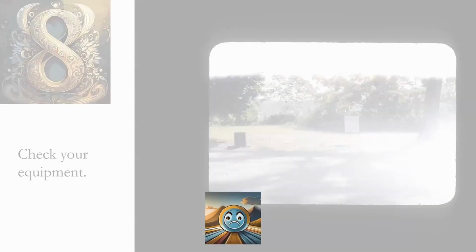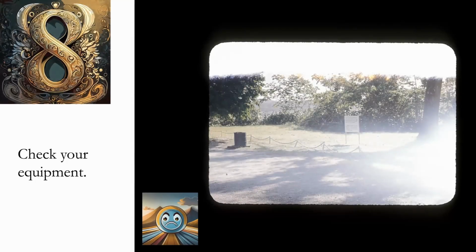Number 8 is check your equipment. Now, what's wrong with this photo? It looks like it's just overexposed. The problem is that it is overexposed, but not due to the settings of the camera. This is called a light leak.